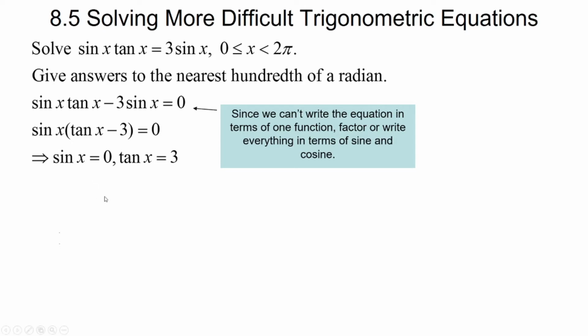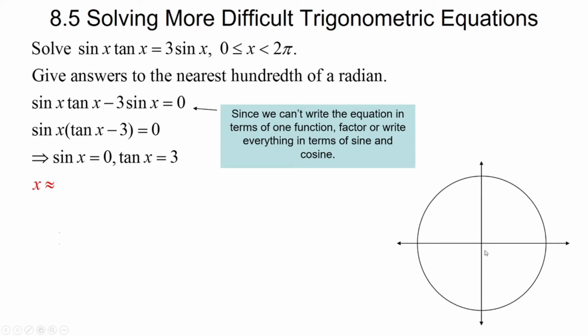So when does sine have an output of 0? Well, those would be quadrantal angles. And sine has an output of 0 at this terminal ray right there, because there's no vertical distance there. And let me see, they said give answers to the nearest hundredth of a radian. So if this is 0 radians right here, I'm going to write that as 0.00.